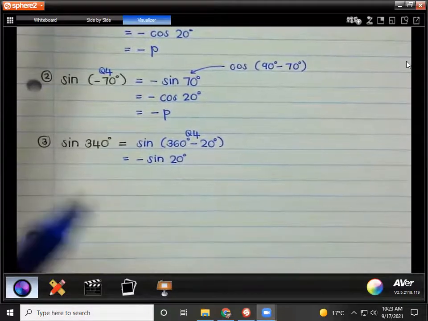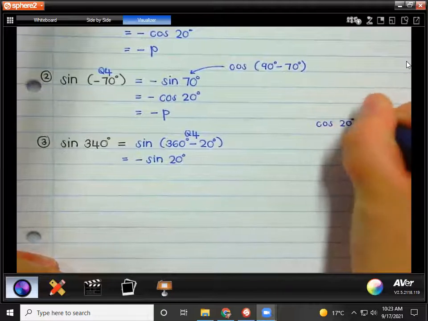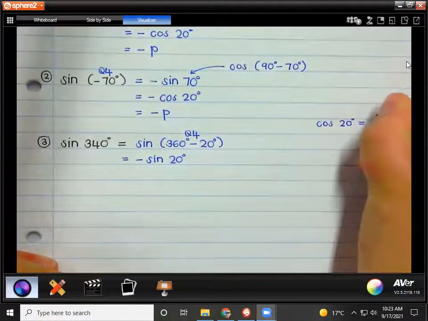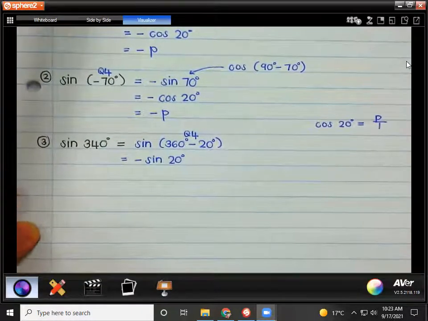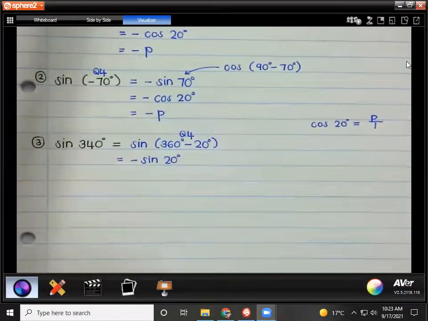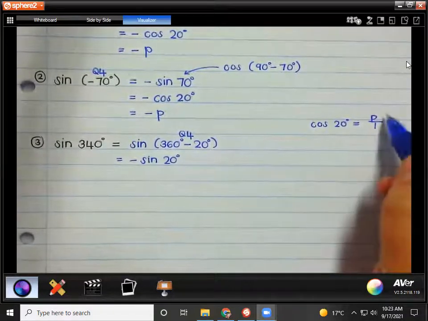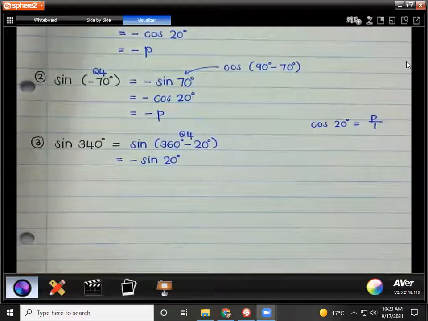So on the side, we know that cos 20 is equal to p. I'm changing p to p over 1. Why am I doing that? Well, what do we need to draw a triangle? A ratio. We need one thing over another thing, a side over another side. So p I'm rewriting as p over 1.